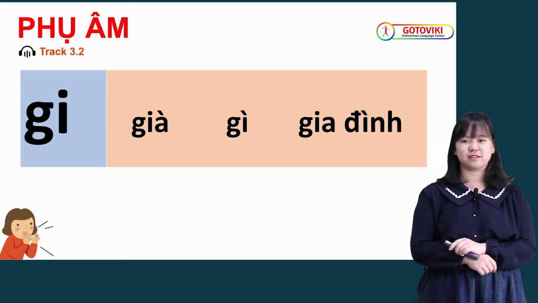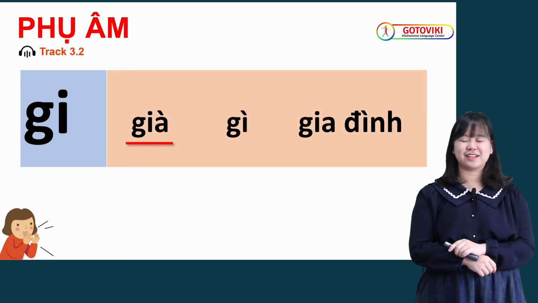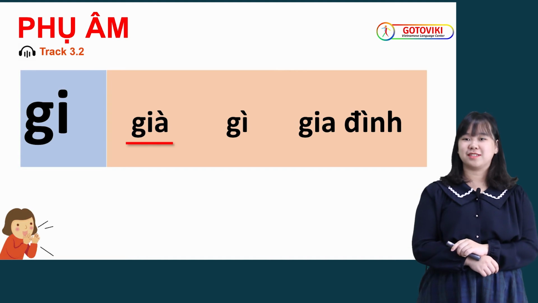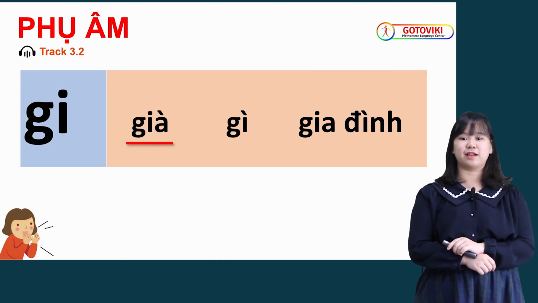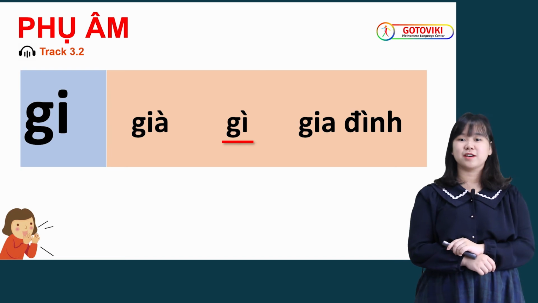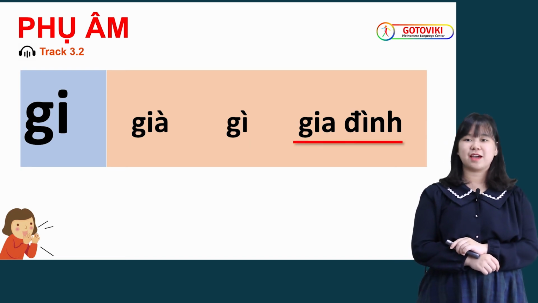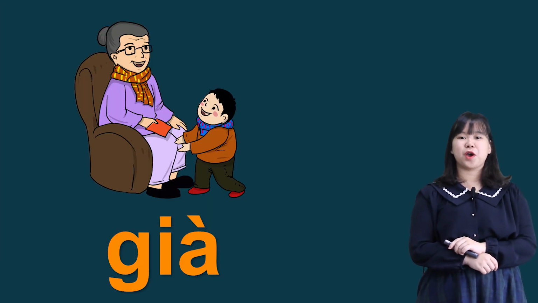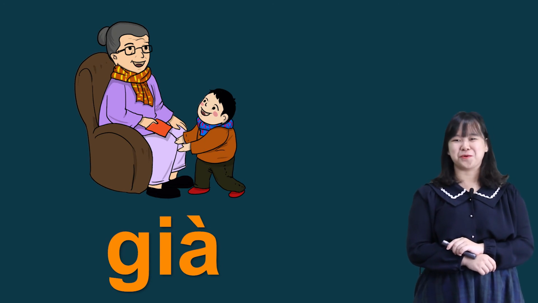Giờ, giờ, giờ. For example, già, gì, gia đình. Già, già, già. Gì, gì, gì. Gia đình, gia đình, gia đình. Già is old, người già, the old.